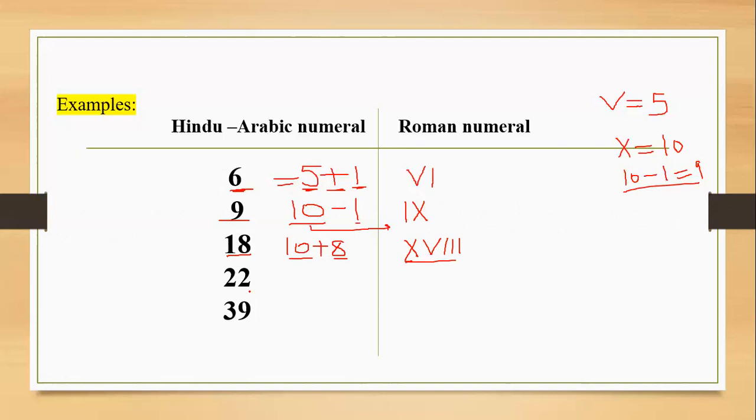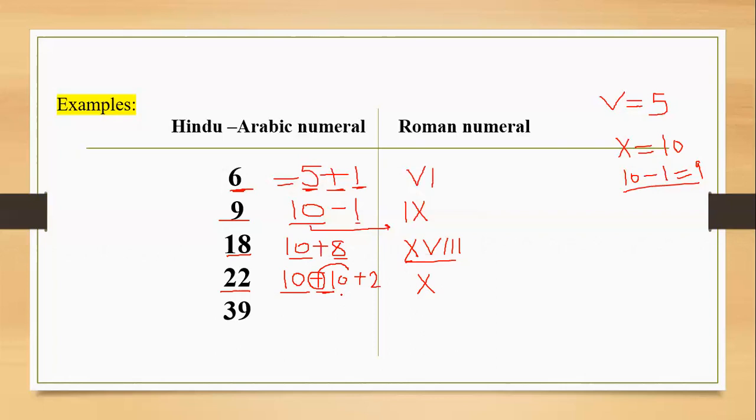The next number is 22. For the 22, you always have to break into 10s: 10 plus 10 plus 2. And it is 22. For the 10, we will write X. We are adding, children, so you have to write every symbol on the right side. Here you can see that we are using the plus sign, so we will always write on the right side.